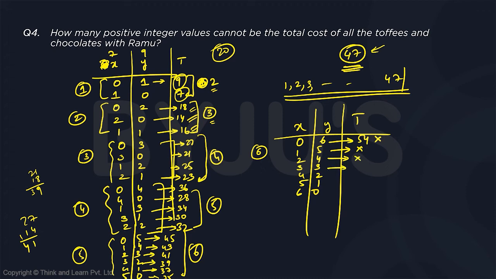Then this is how much? 9 3s are 27, and 7 3s are 21. So 48, not supposed to be counted. The next one is 9 2s are 18, 7 4s are 28. So 46. This is 46.